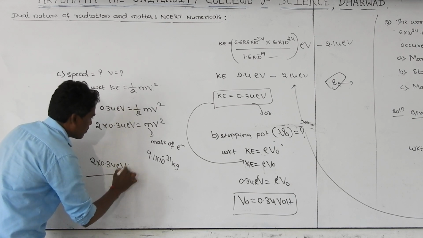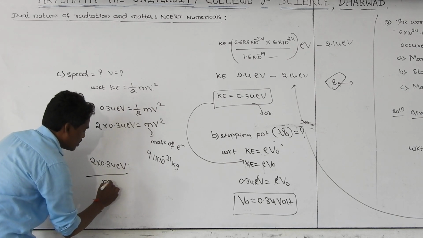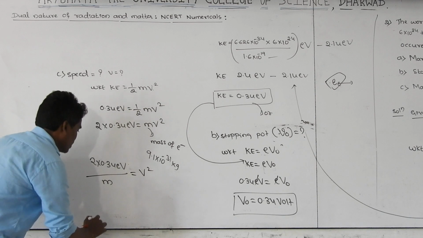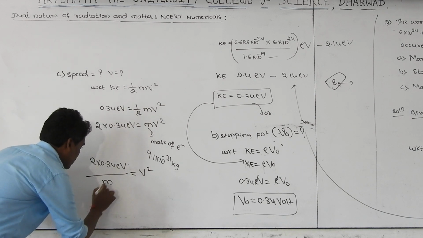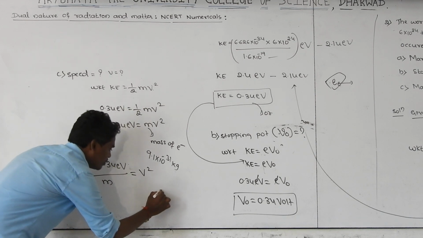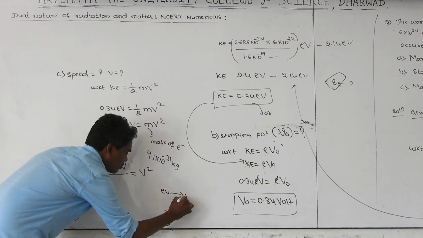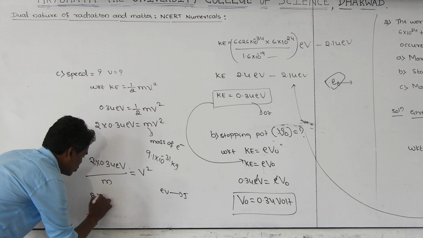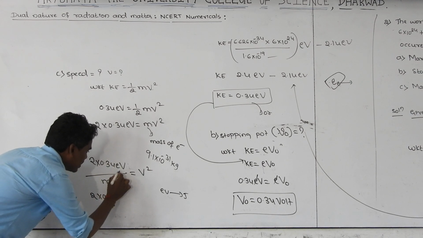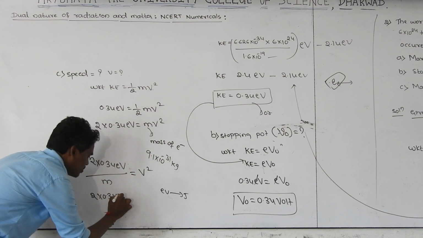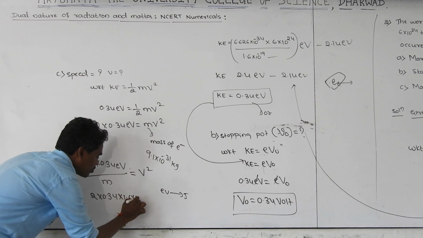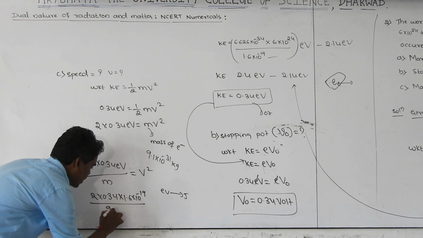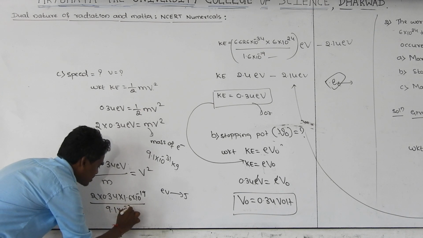That is divided by this m value is equal to v square. Then v can be written as, here convert electron volt to joule. How come that is? Just by multiplying the number as 1.6. 0.34 electron volt can be converted in terms of joule, that is 1.6 into 10 to the power minus 19 coulomb divided by mass of electron 9.1 into 10 to the power minus 31.